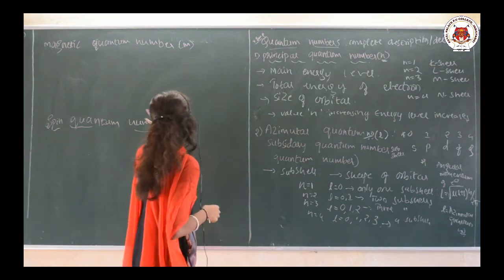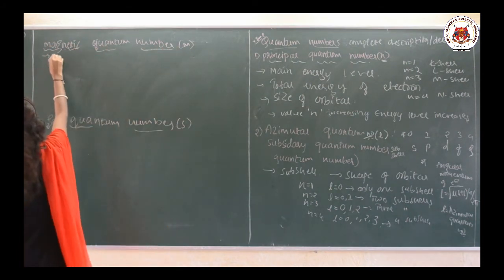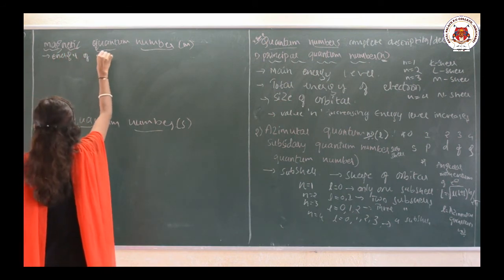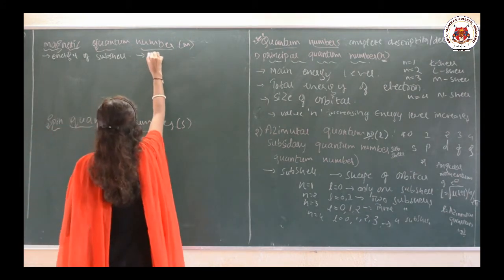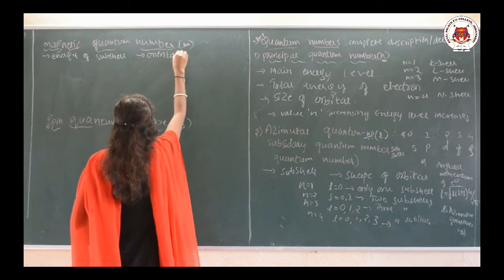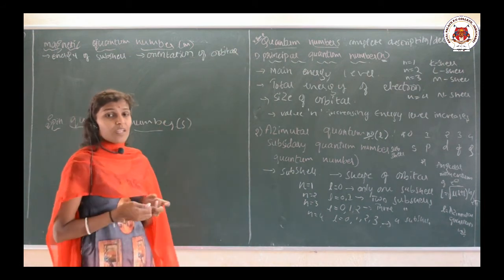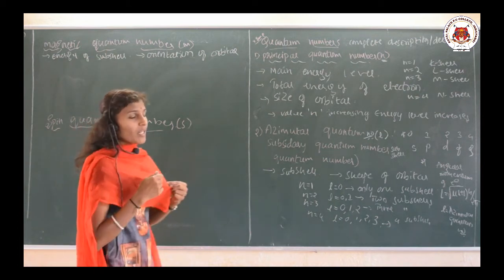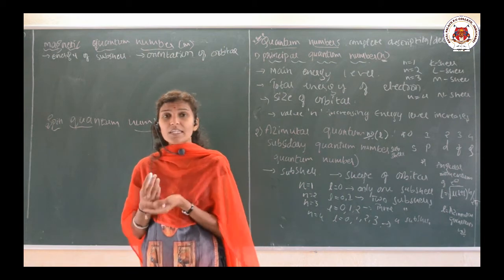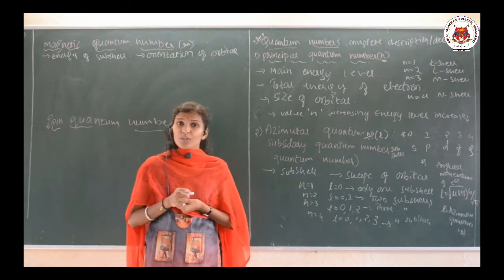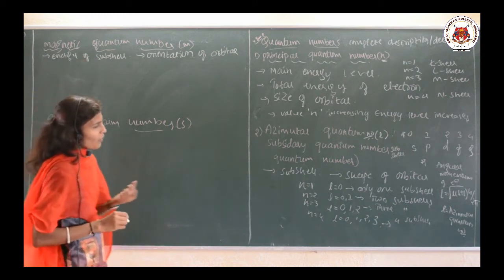So let us discuss the magnetic quantum number. Here the magnetic quantum number represents the energy of the subcell. Even it gives the orientation of the orbital. It means how the orbital is arranged in space, that is given by the magnetic quantum number. The magnetic quantum number is represented by the small m. It gives the idea regarding the energy of the subcell, and even it gives details regarding the orientation of the orbitals in space. And now the value of m further depends upon the value of L.